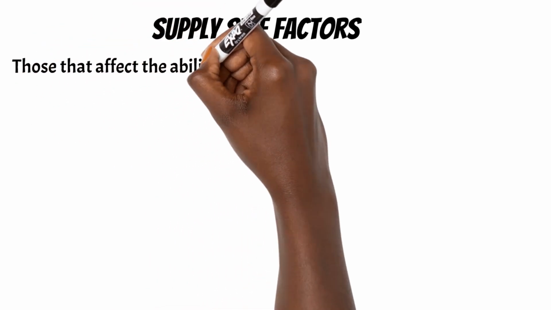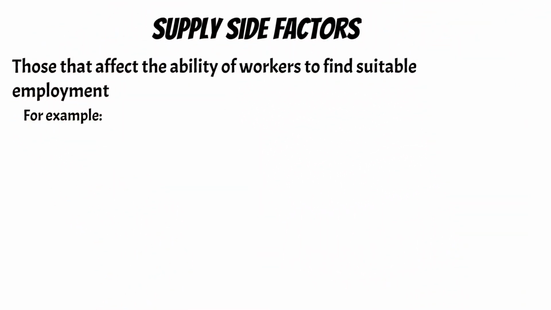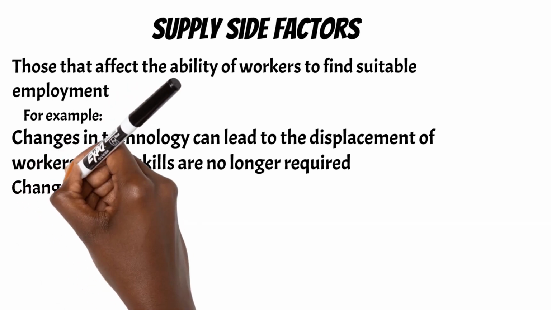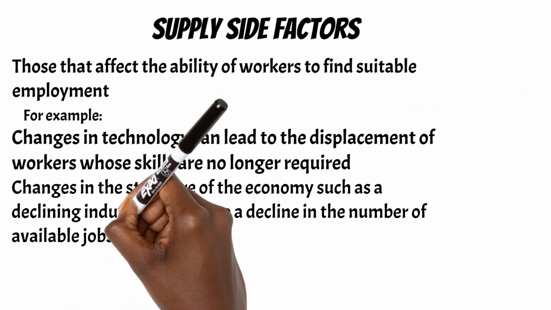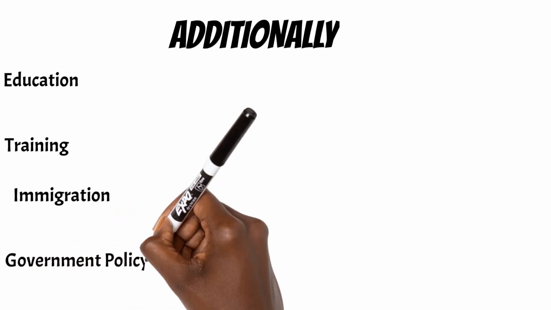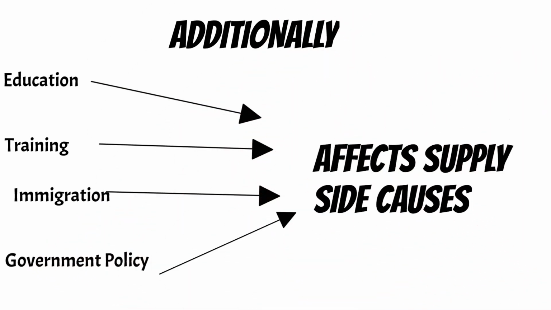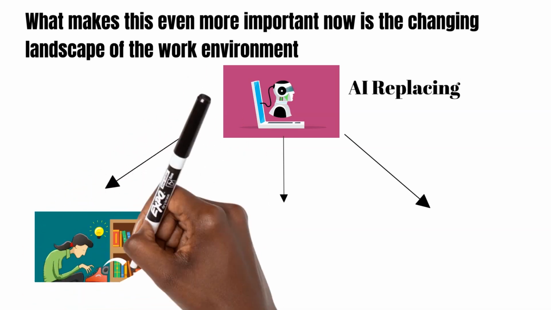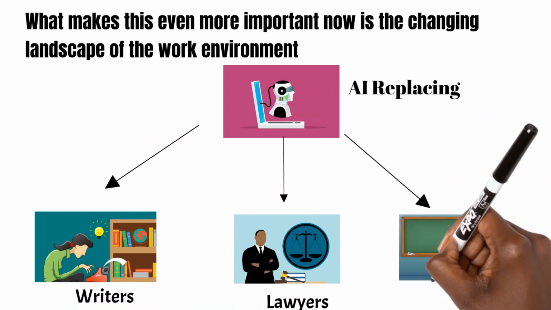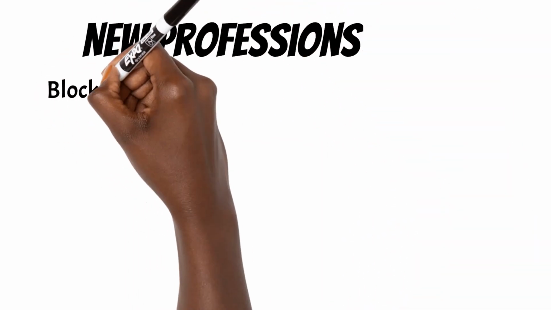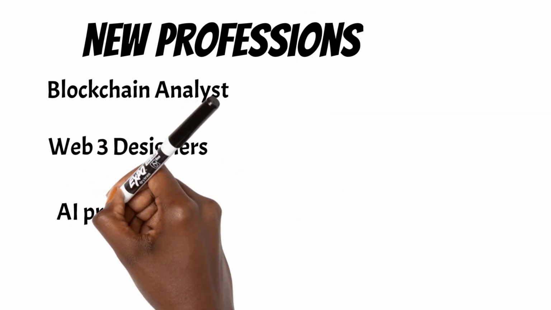Supply-side factors are those that affect the ability of workers to find suitable employment. For example, changes in technology can lead to the displacement of workers whose skills are no longer in demand. Similarly, changes in the structure of the economy, such as a decline in certain industries, can lead to a reduction in the number of available jobs. In addition, factors such as education, training, immigration, and government policies can also affect the supply of labor and contribute to unemployment. This is becoming more significant given the changing landscape on the future of work in the face of the fourth industrial revolution and artificial intelligence, where some of the jobs available today will no longer exist in the future. Meanwhile, some new professions will emerge for which there will be no trained workers.